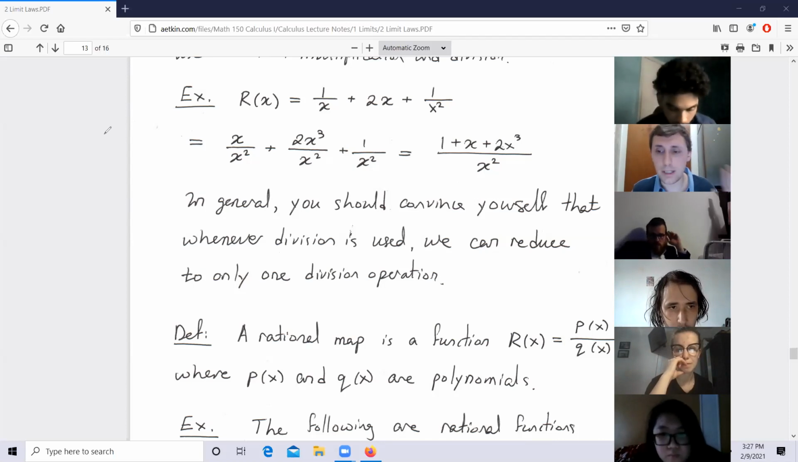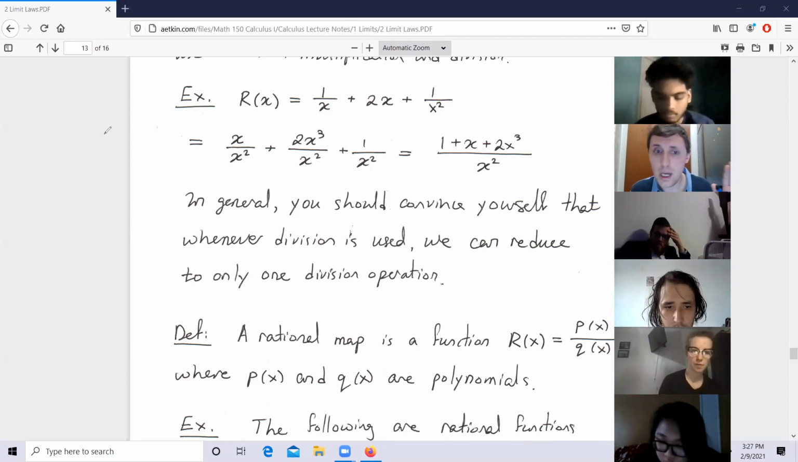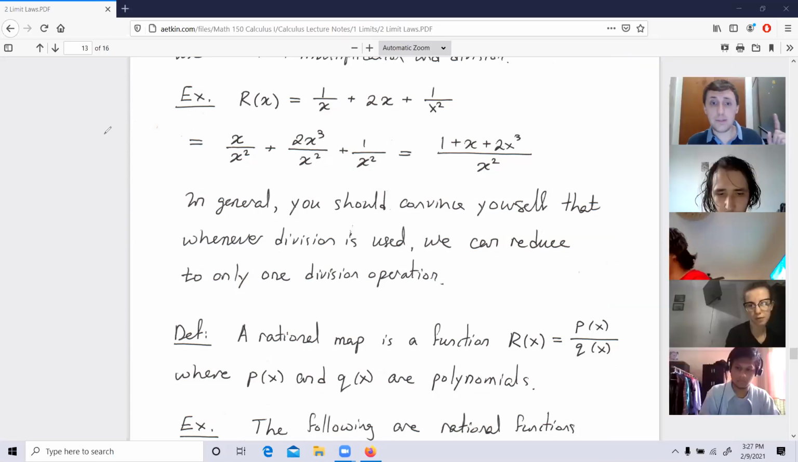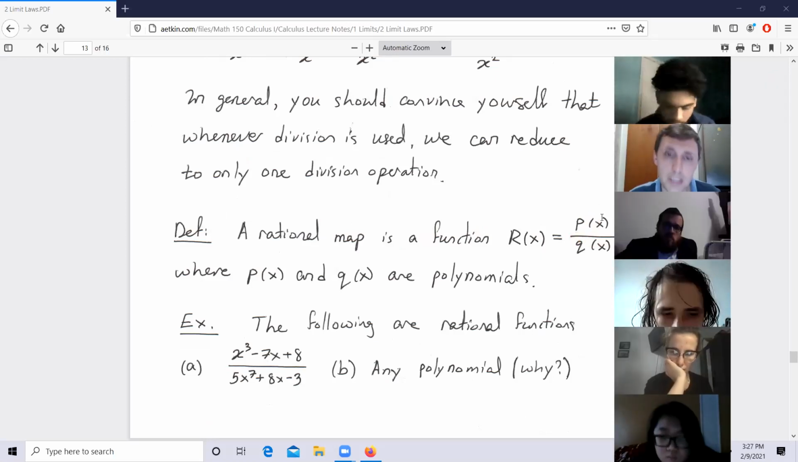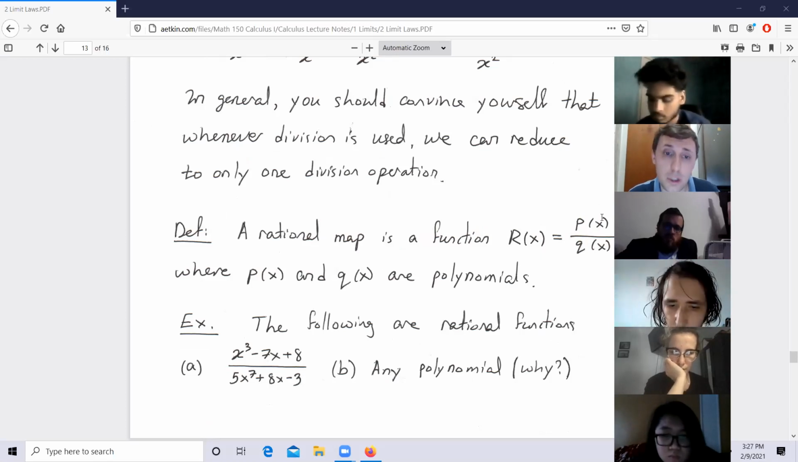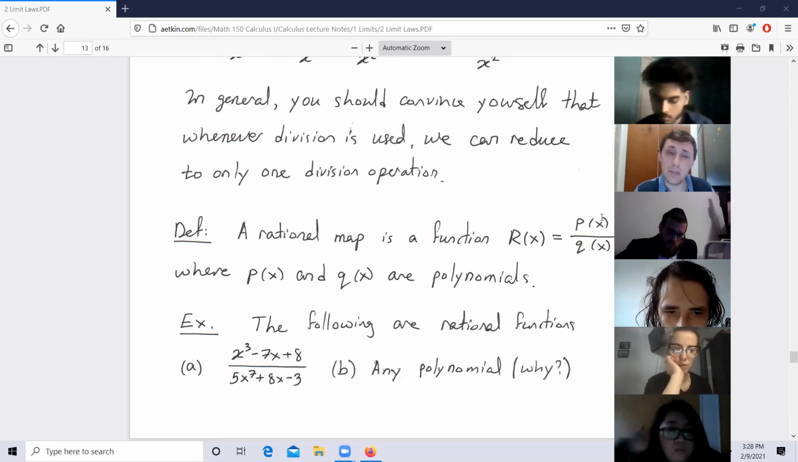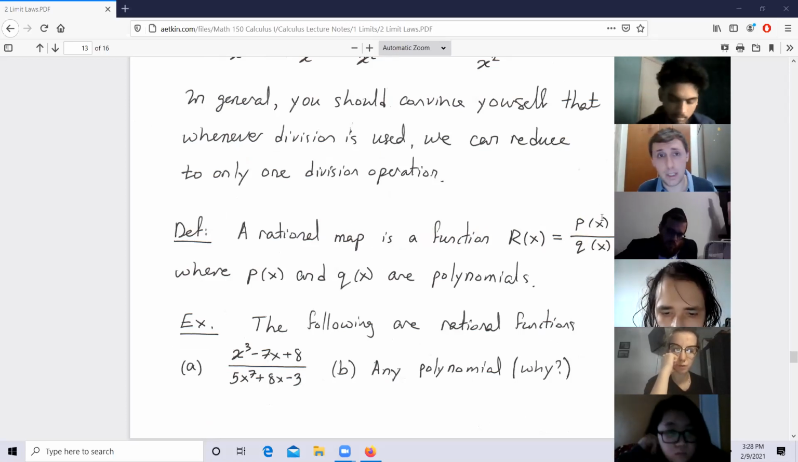So I hope you understand that if I have rational functions, if I have to use division, I can reduce it to the situation where I use division once. And that gives me this definition. A rational map is a function R(x) where I take one polynomial divided by another polynomial. So it's a ratio of 2 polynomials, just like a rational fraction. Well, a rational number is a ratio of 2 integers. Same thing. You're just recreating the numbers, but with functions now.